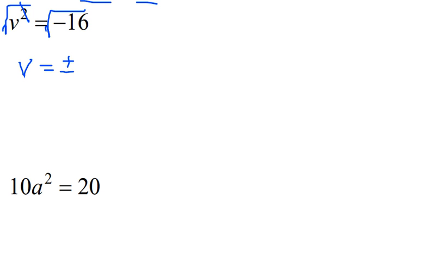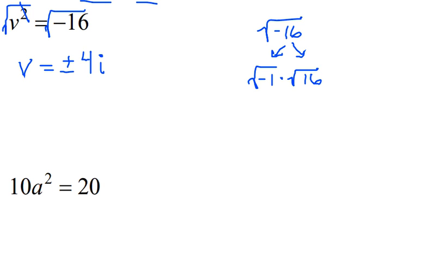Anytime you have taken something that was squared and you square root it, there's a positive or negative answer, because negative 2 squared is 4 and 2 squared is 4. Both of them work. But then we've got the square root of negative 16. So how do we handle that? Well, we can break it up into negative 1 and 16. Anytime there's a negative sign, the square root of negative 1 is present, which means there's an imaginary portion, an i. And 16 happens to be a perfect square, which is 4. And so your answer is plus or minus 4i.